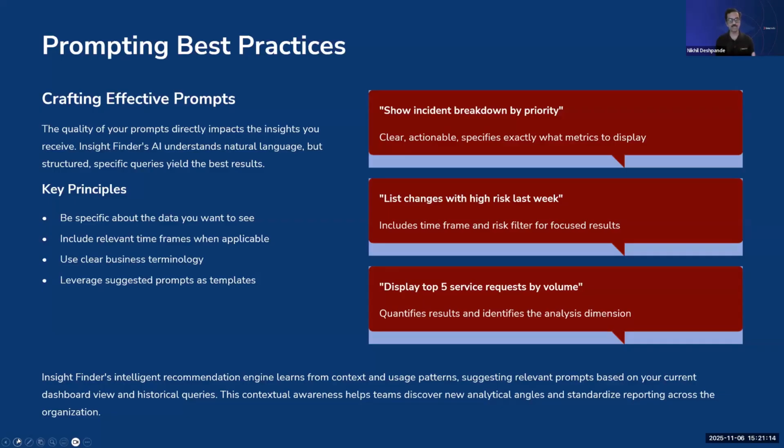You can allow the model to do that, but if you're specific about what you want, mention it in your prompt. Show me this data as a pie chart. If you want to see it ordered in a particular way, you do that. You can, of course, enter follow-up prompts to do that. But the more precise you are, the better responses you will get from Insight Finder. Next slide, please.